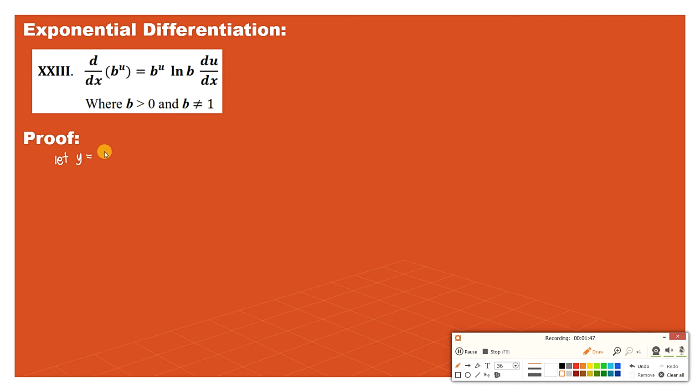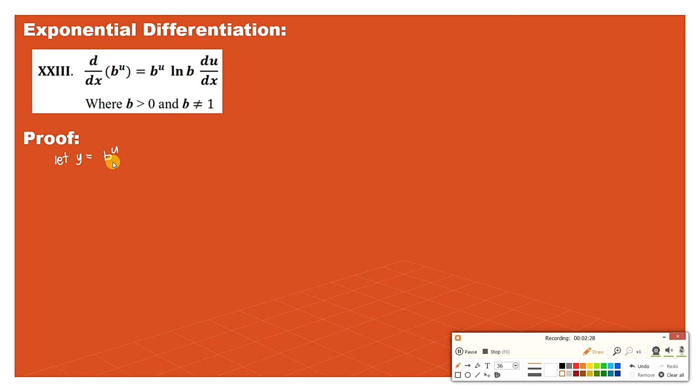So, if we're going to prove formula number 23, let y equals to b raised to u. Kung gagamit kasi tayo ng limits, pwede naman. Iba ang exponential sa exponent formula, no? Yung exponent formula kasi, x raised to n o u raised to n. Yung n doon, yung dating formula natin sa algebra, is a real number. Dito naman, ang u natin or exponent is a variable. So, magkaiba yung dalawa ha.